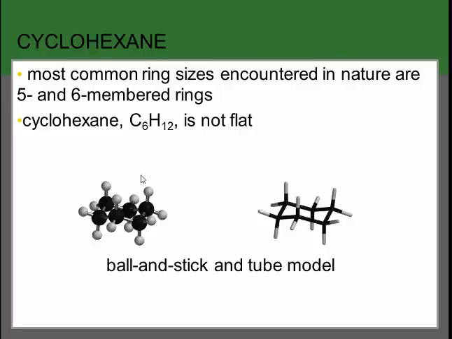C6H12, is not flat. So here we see the ball and stick and the tube model. The carbons are at these intersections here. And we can see that they go up and down and up and down and up and down. So this almost looks like a crown with some points pointed upwards and points pointed downwards. But these 6 carbons are not in the same plane.